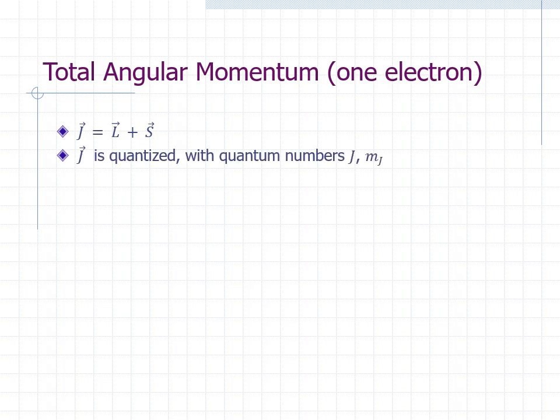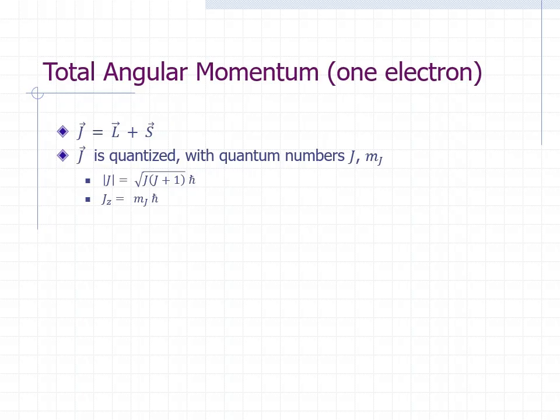The allowed magnitude and z components of vector J can be summarized by defining the quantum numbers J and M sub J, analogous to those for L and S. We can calculate the allowed magnitude associated with quantum number J as the square root of J times J plus 1 times h bar, and the allowed z component associated with quantum number M sub J as M sub J times h bar.